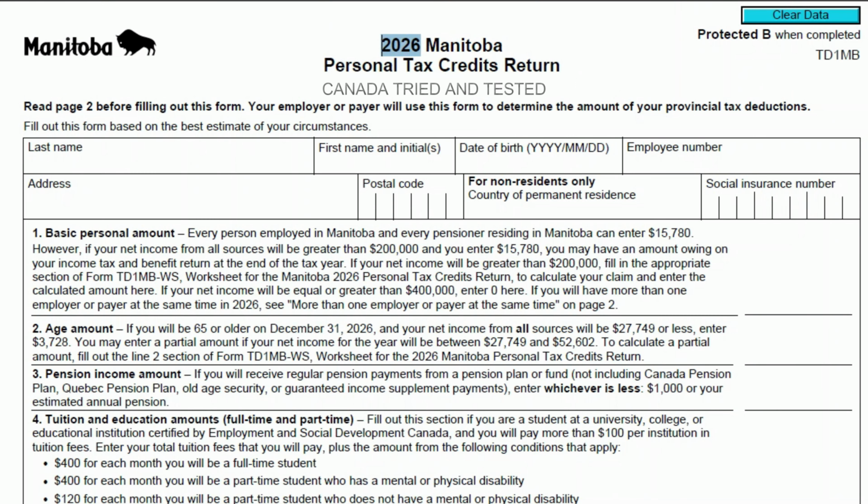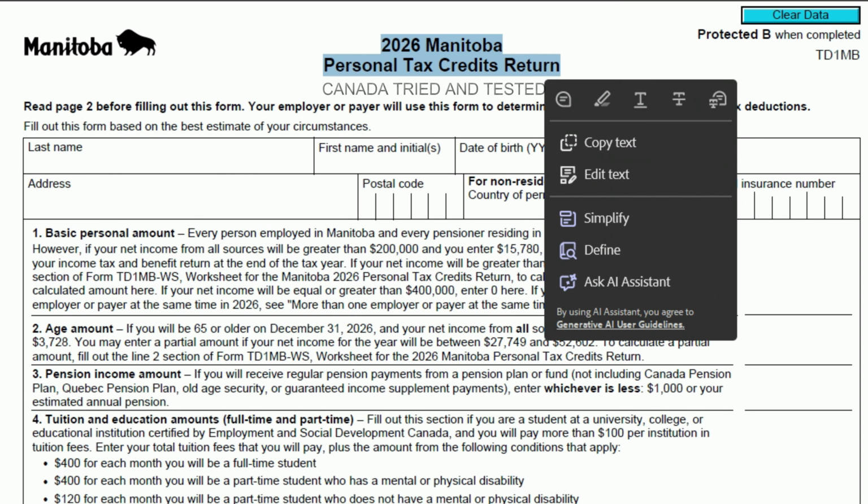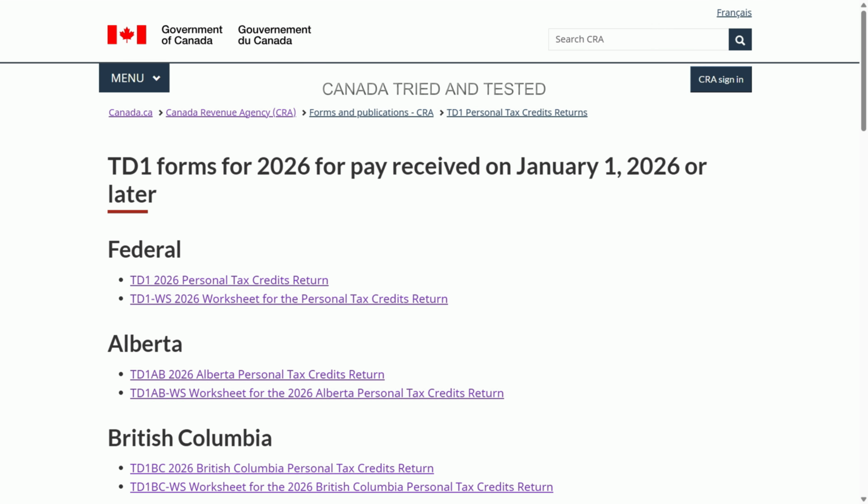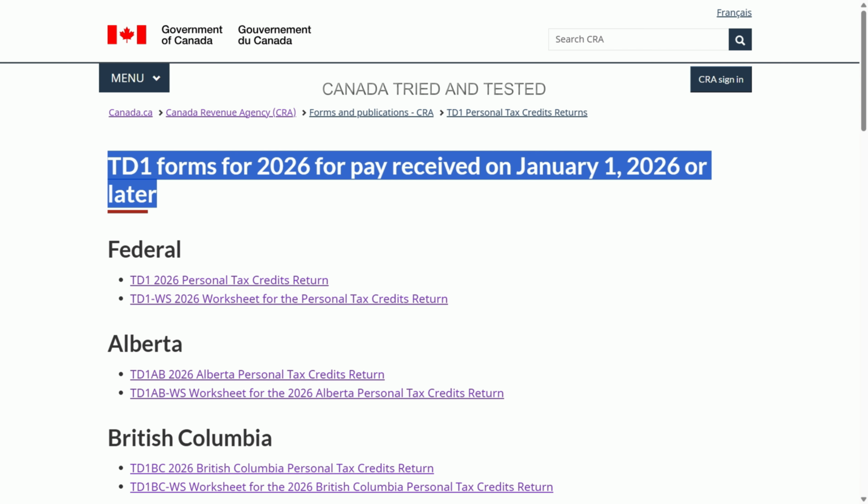We'll see how to fill this 2026 Manitoba personal tax credit return. And in some cases, if you are required to fill the worksheet, we will see that example also, how this will be done. You can download the form from here. You can just search TD1 form for 2026 and it will get you to this page.